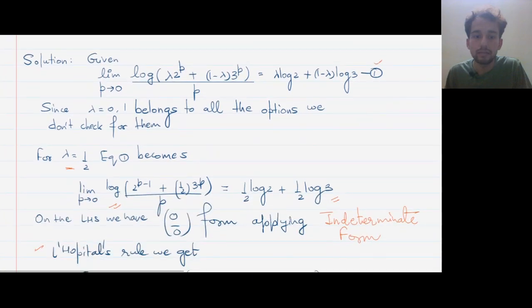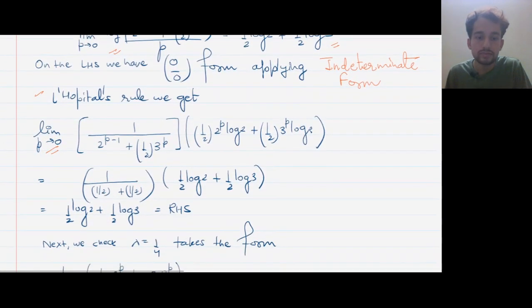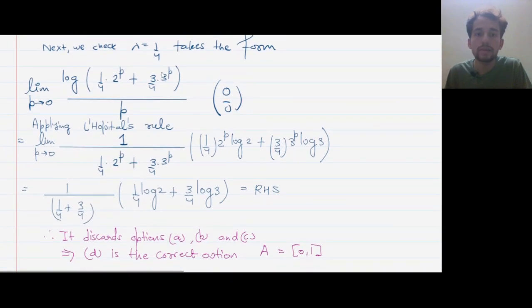Now we move ahead in a similar approach and check for other values of lambda. Now we check for lambda equals 1 by 4. When we check for lambda equals 1 by 4, the left hand side of equation 1 will take the form of 0 by 0, and again we apply L'Hopital's rule, a similar approach: simply differentiate the expression using the definition of log function, and the derivative of p with respect to p will be 1. So this will be the simplified expression, and we calculate the limit of this using algebra of limits, so you simply calculate the limit of this thing and divide by the limit of this thing.